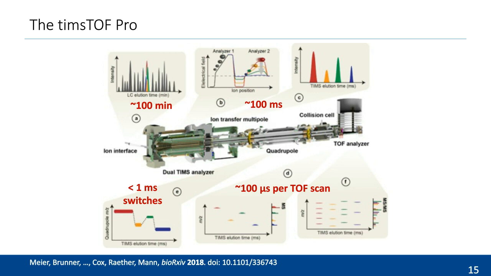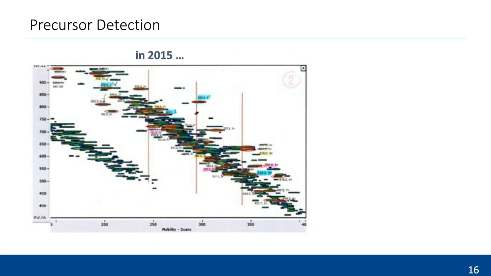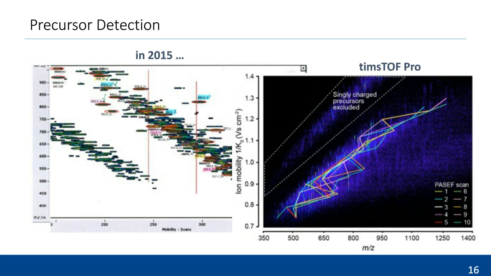And one big hurdle on the development was the precursor detection algorithm. This is actually how it was back in 2015. We were manually targeting precursors based on printouts, and then put them into the instrument control software. Luckily this has now changed, and everything is done automatically live with the chromatographic separation, and the algorithm optimizes the precursor placement in multiple PASEF scans.